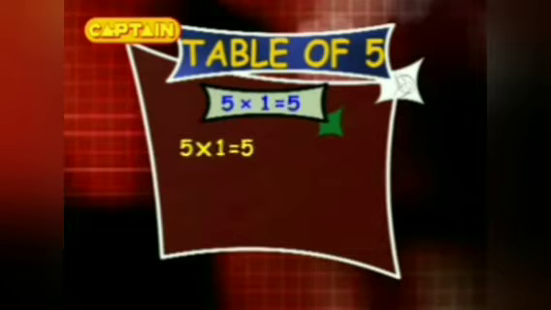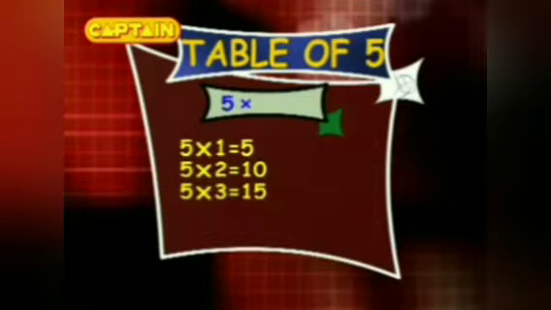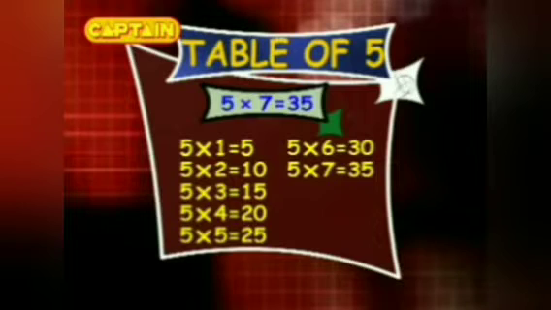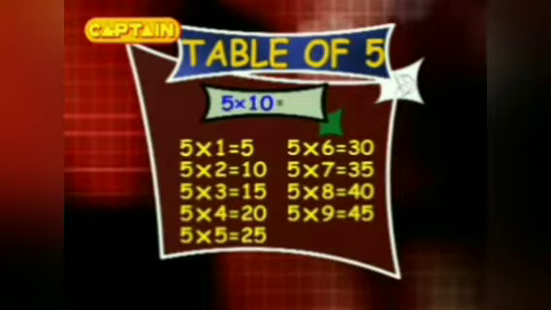Table of 5. 5 ones are 5, 5 twos are 10, 5 threes are 15, 5 fours are 20, 5 fives are 25, 5 six are 30, 5 sevens are 35, 5 eights are 40, 5 nines are 45, 5 tens are 50.